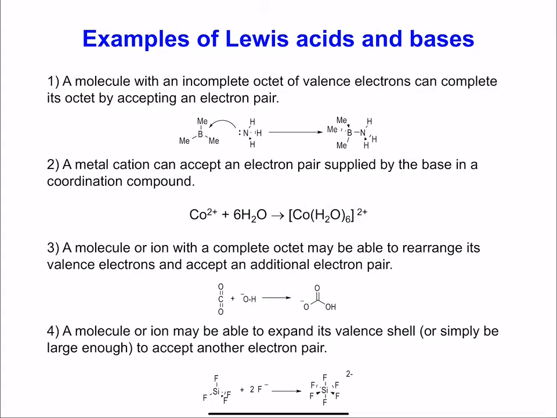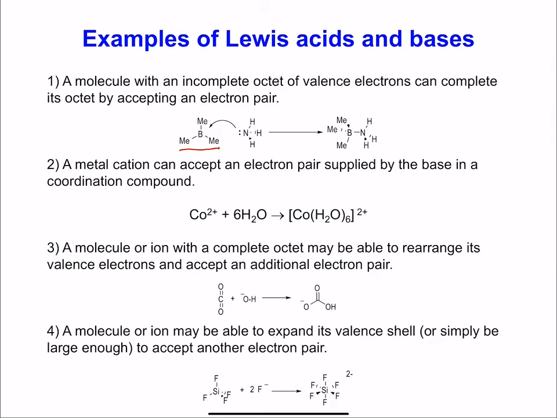Okay, let's give you guys a number of examples about Lewis acid and Lewis base. Let's start with a simple one. For this trimethylborane, the borane center has 6 electrons around it. It needs 2 more electrons to become a stable octet electron configuration, right?